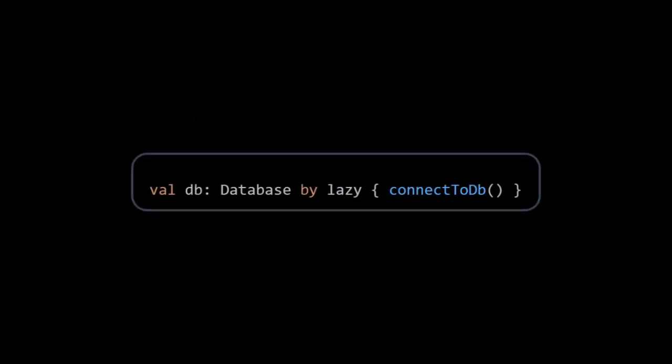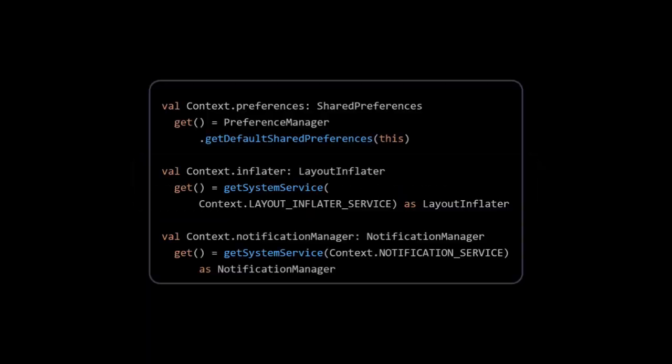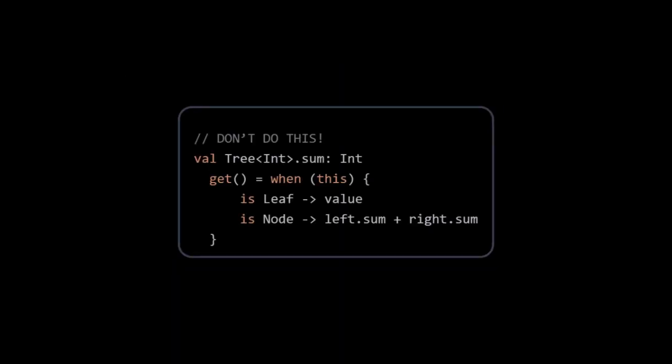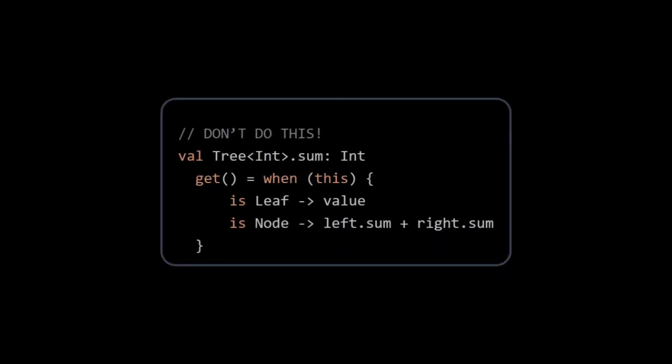For the same reason, we can delegate properties, for example, by declaring a database property by lazy that connects to the database only when it is first used. And because properties are essentially functions, we can make extension properties as well, like a preferences extension property on Context that returns the default shared preferences. As you can see, properties represent accessors, not fields. This way, they can be used instead of some functions, but we should be careful what we use them for.